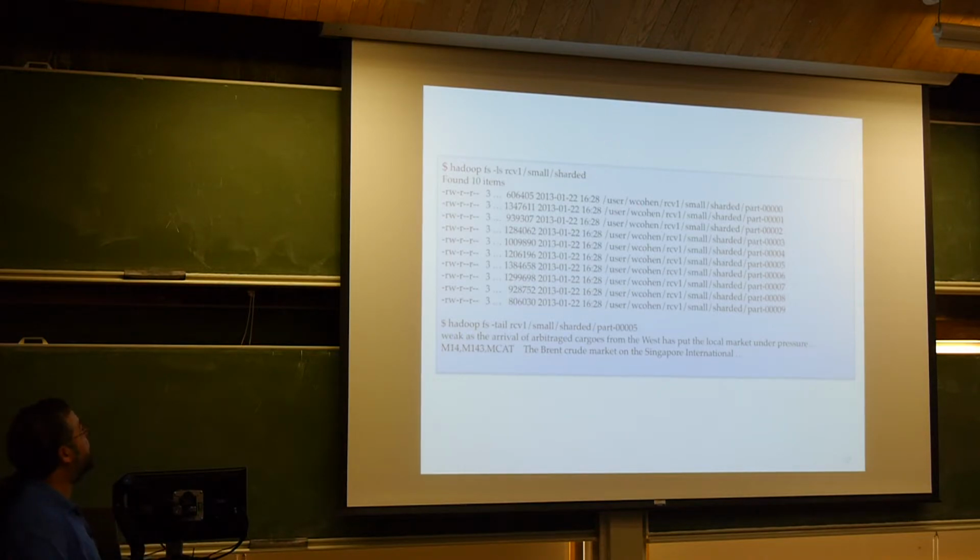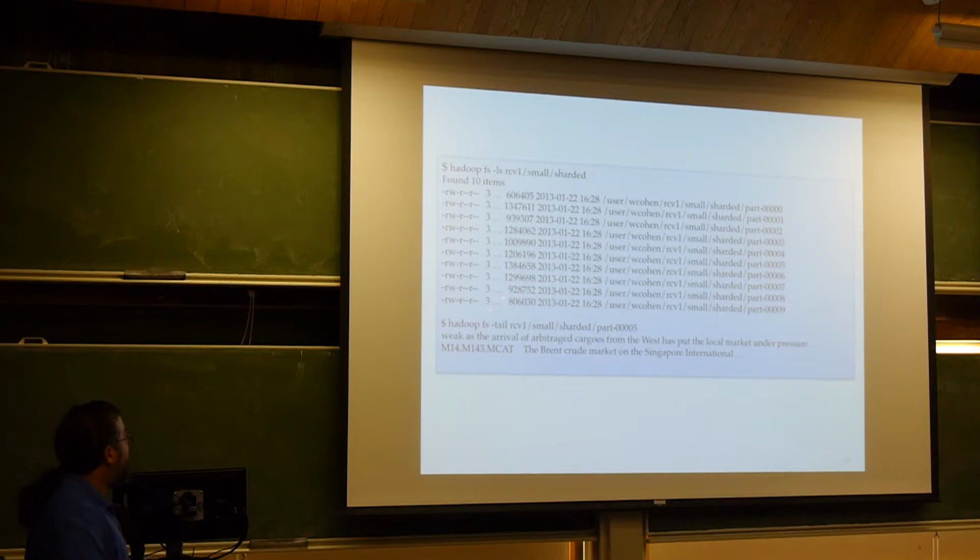This is a small data set for RCV1. I copied it into the Hadoop file system and sharded it into 10 pieces. So this is the size. These are the dates. This is an old slide, obviously. It looks like it's just a directory that's got 10 different files in it, but really it's not. Really, this is 30 files scattered all over the cluster. There are 3 copies of each of these. That's what this number here means.